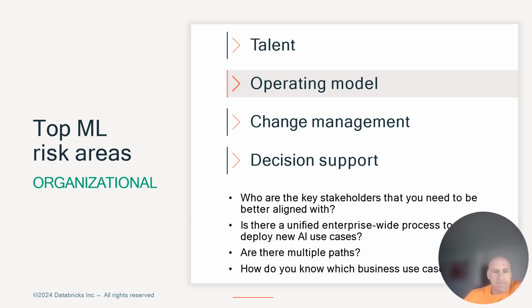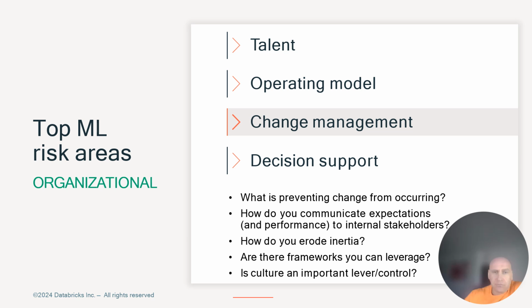Now, if we look at change management, we're talking about, what is preventing change from occurring? How do you communicate expectations and performance to internal stakeholders? Again, we talked about AI explainability. Now, we need to think about how we can build metrics and how we can measure outcomes from AI. How do we achieve success and what do we class as success to internal and potentially external stakeholders? How do we erode our inertia? Are there any frameworks you can leverage?